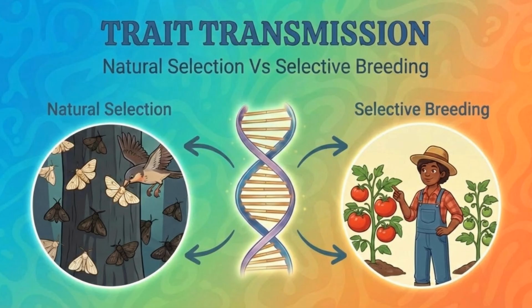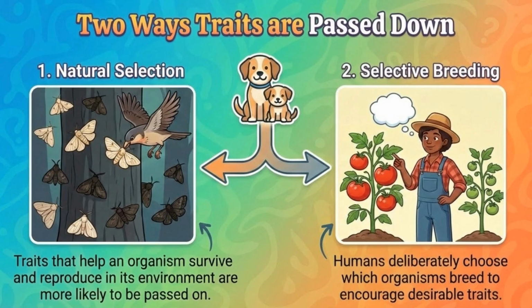Trait transmission occurs through natural selection and selective breeding. Both involve DNA, but the selection process differs significantly. Natural selection favors traits that help an organism survive and reproduce. Selective breeding is when humans deliberately choose organisms to breed to encourage desirable traits.